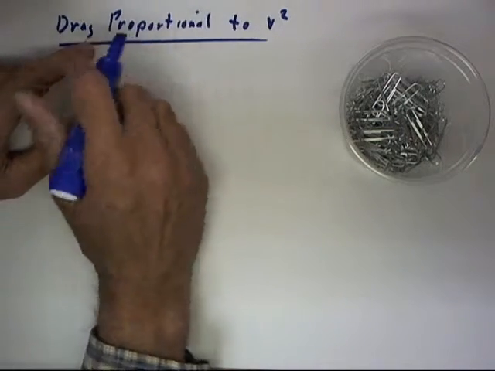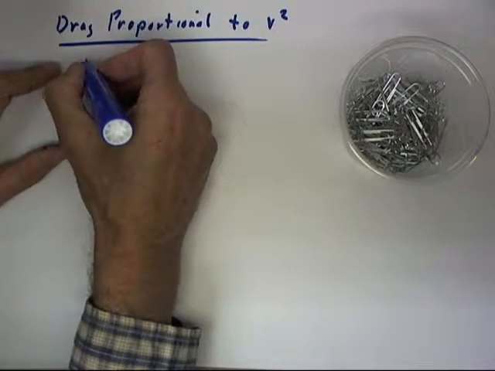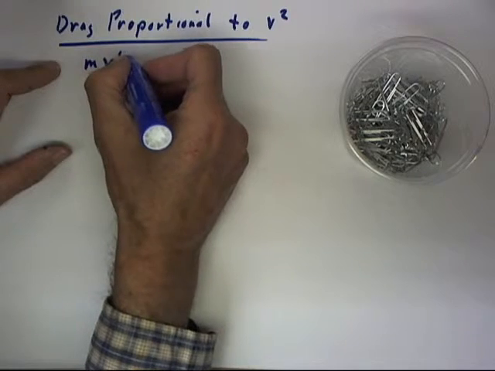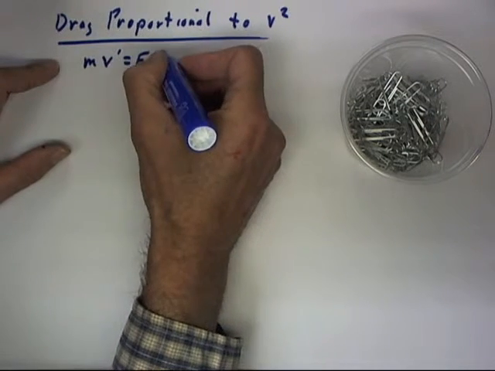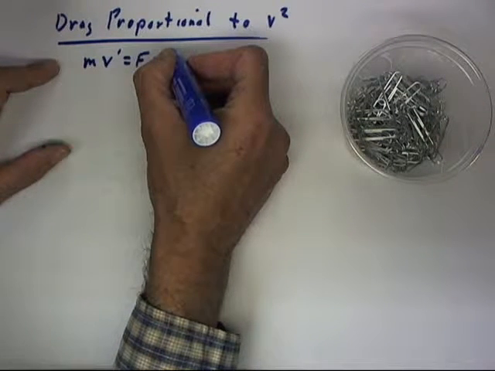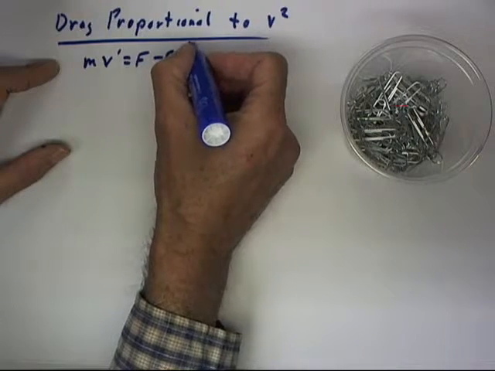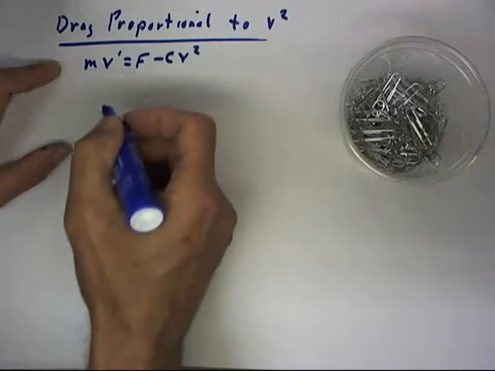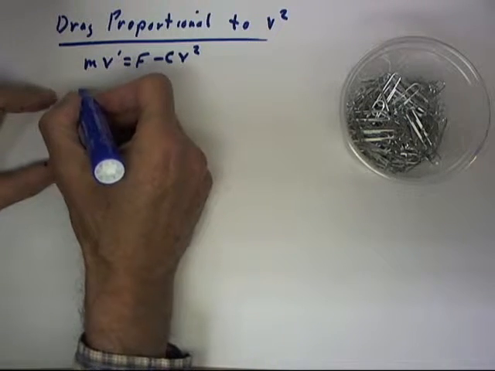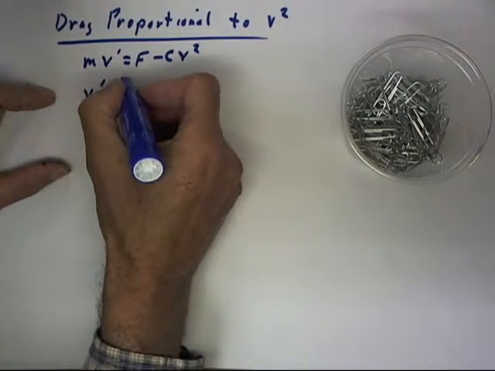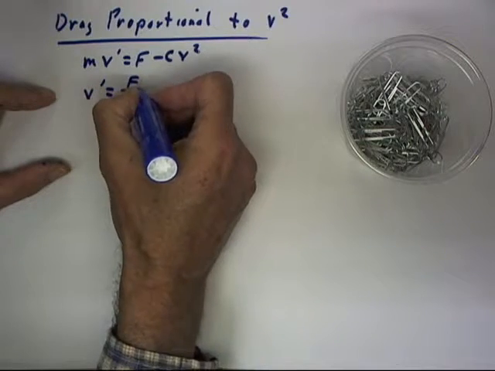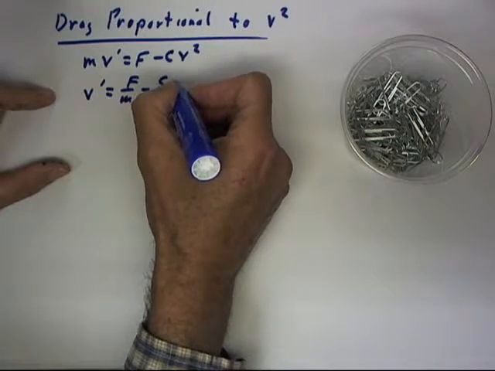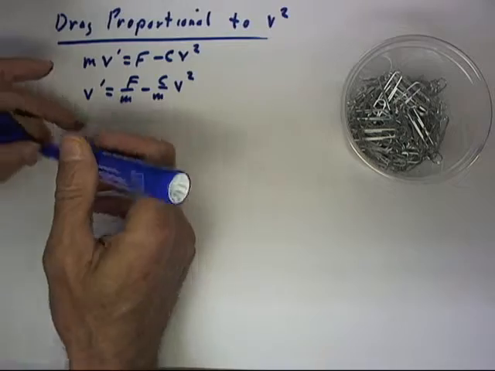This is simply a very common differential equation which has the form m v prime equals f minus, we'll use c for the constant, minus c v squared. Okay, this equation is then of the form v prime equals f over m minus c over m v squared.